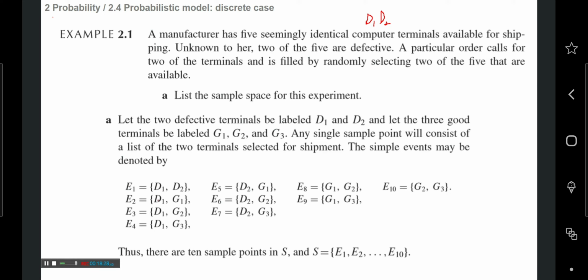Event 2 can be selecting D1, G1, and also D1, G2, D1, G3, and D2, G1. So all possible cases for selecting 2 terminals from a total of 5 terminals are the events E1 to E10, and our sample space S is the list of all of them: E1, E2, through E10.